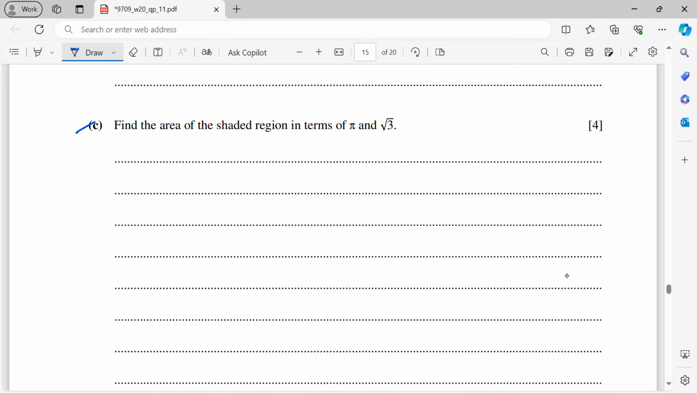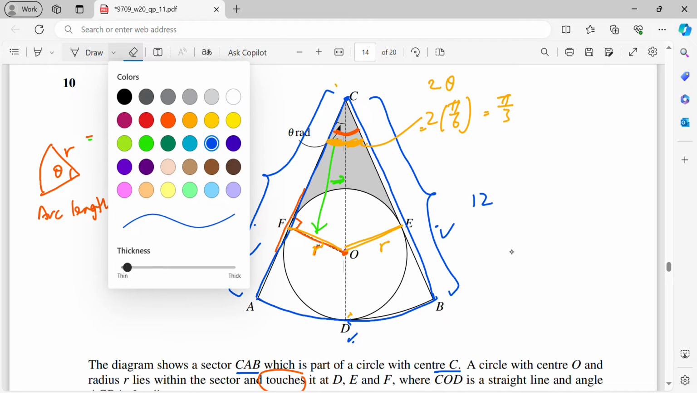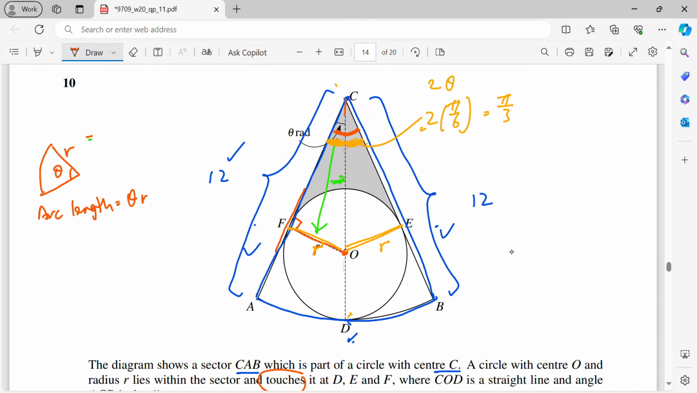Okay, part C. Find the area of the shaded region in terms of pi and square root 3. Okay, now let's look at the diagram again. Area of the shaded region. Okay, so now I will erase this first. Okay, so from here, basically, if you see clearly, area of the shaded region is basically 2 times of these two triangles, the double of these two triangles minus area of the sector.